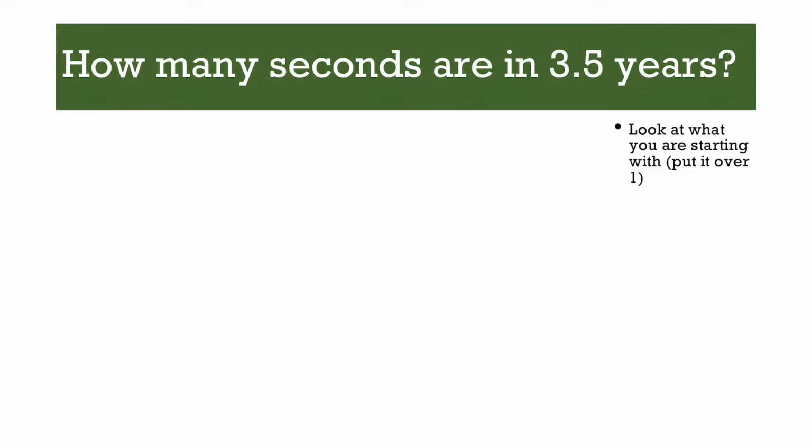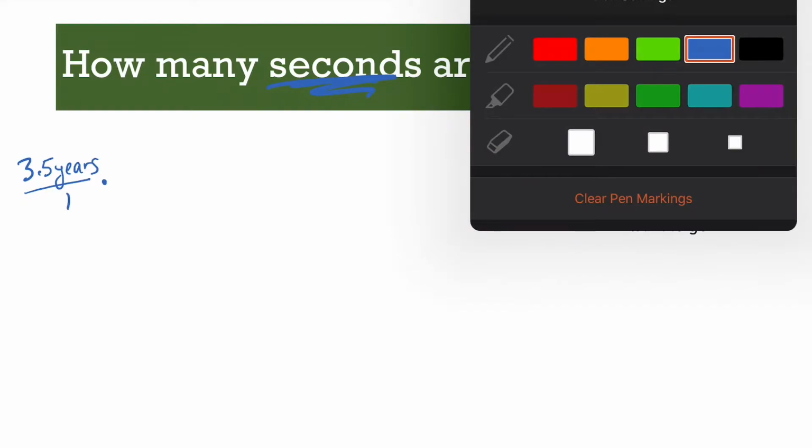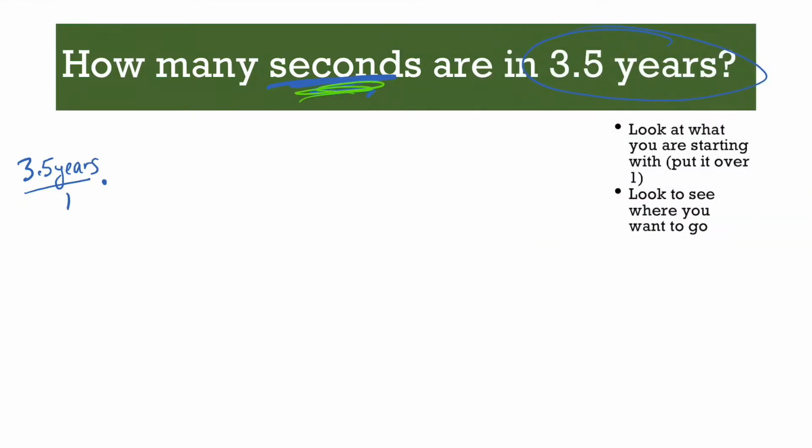So let's kind of get into this. Step 1 is to look at where you're starting and to put it over 1. So we're starting with 3.5 years. So let's write 3.5 years and put it over 1. Okay. Look to see where you want to go. So we want to end up, let me get a different color here. We want to end up in seconds.